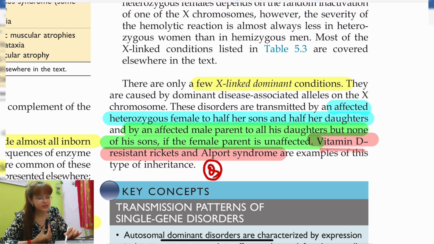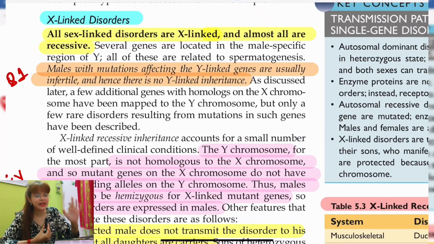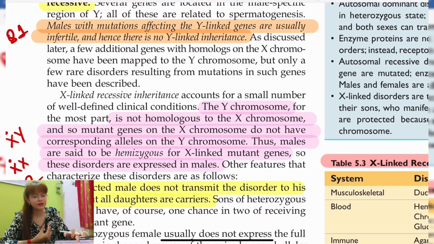So these are the 2 diseases which have X-linked dominant inheritance. This you must remember: vitamin D resistant rickets and Alport syndrome. These are important points you must remember. But this is X-linked dominant, which are very few. The most important part is the X-linked recessive, which you need to understand.